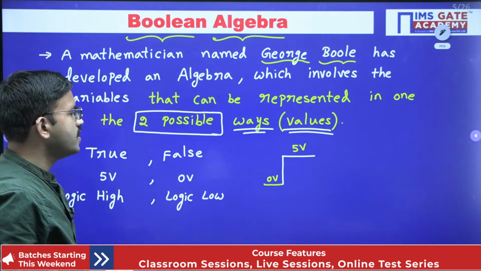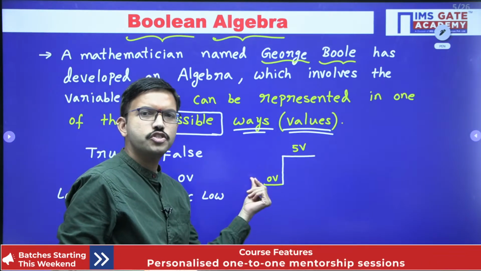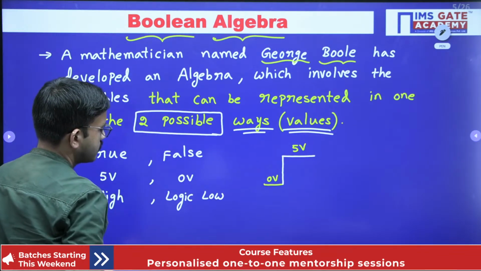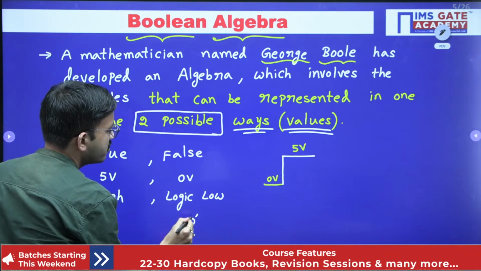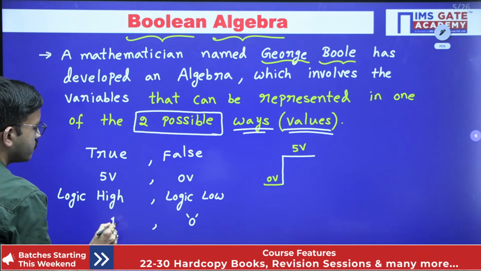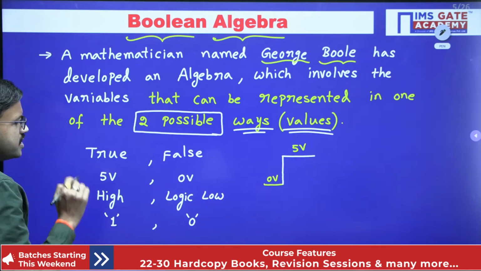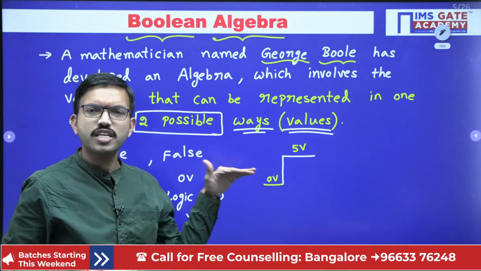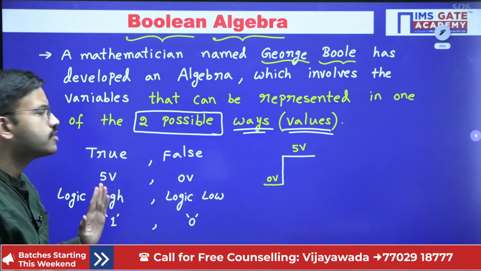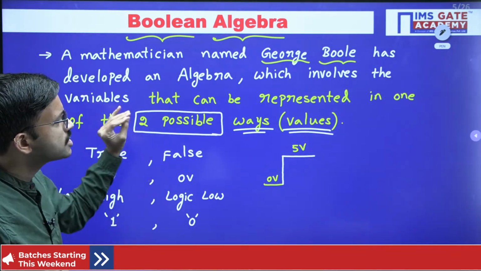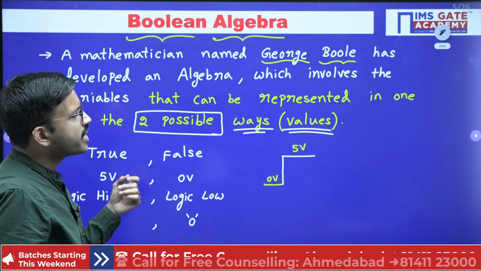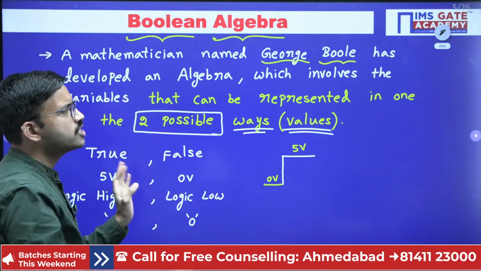And in general, we will consider 0 volt as bit value 0 and 5 volt as bit value 1. So in this way, whatever variable you are having, if you can represent that variable in one of two possible ways or two possible values, only then will this particular algebra be applicable. Now let us see what kind of operations we will perform in this algebra in some time.